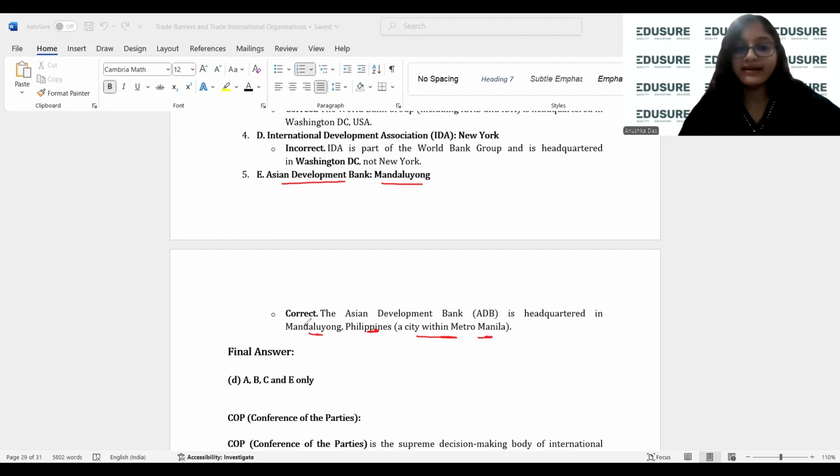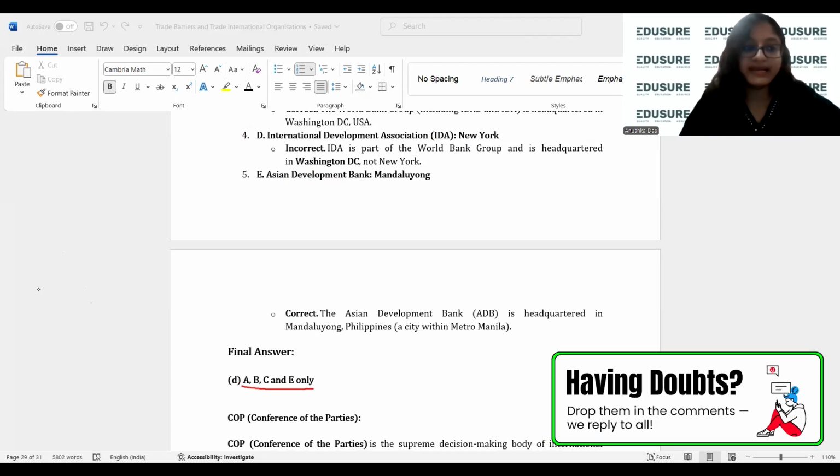So what will be the right answer? Only four is incorrect. The International Development Organization is not in New York; it is in Washington DC. That is why only four will be incorrect. A, B, C, sorry, A, B, C, E, everything else will be right. So D will be the right answer for this question.